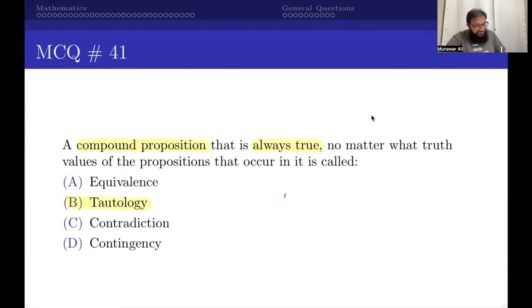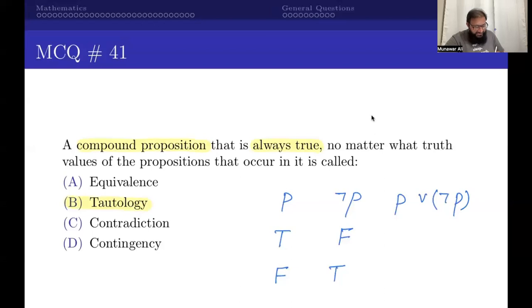Let's say you have some proposition P and its negation. So P can have two possibilities. Either it's true or it's false. If P is true, then negation of P is going to be false. If P is false, then negation of that thing is going to be true. Now I have P or negation of P. So this is some sort of compound proposition.